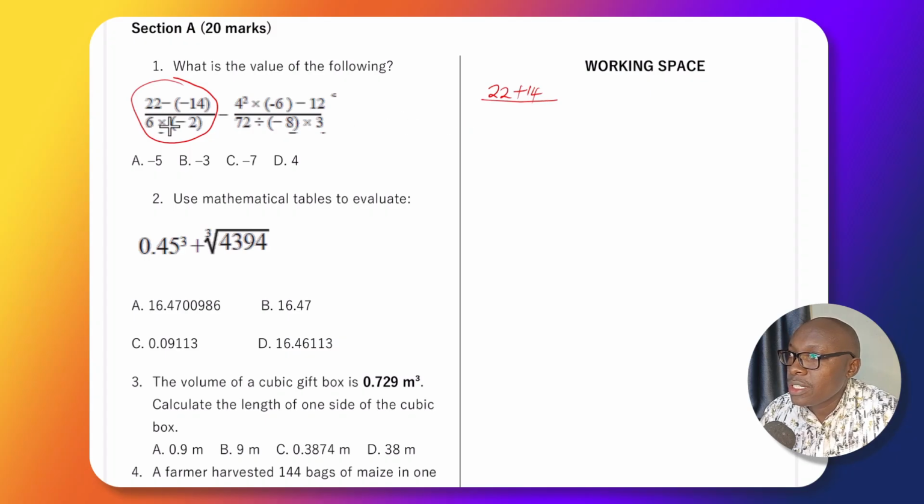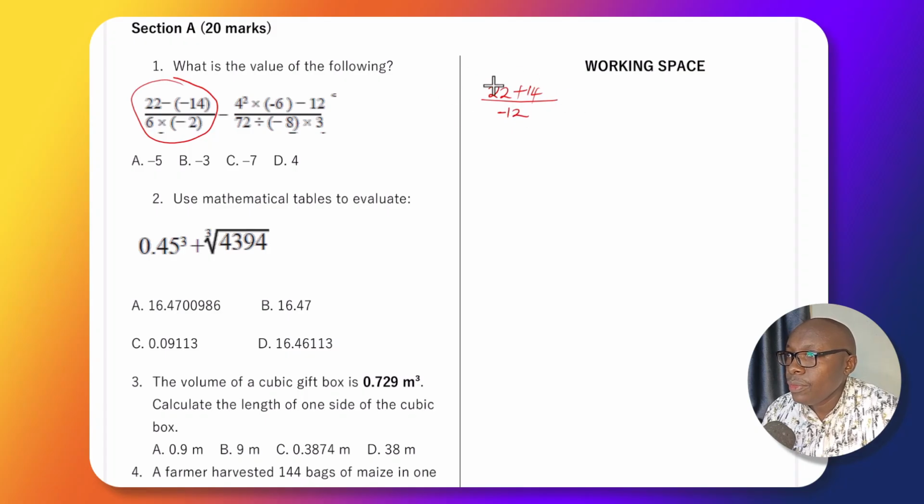Then we have 6 times negative 2, a positive times negative. 6 is positive, negative 2 is negative. So we have a product of a positive number and a negative number. This will give negative 12. 6 times negative 2 will give negative 12.